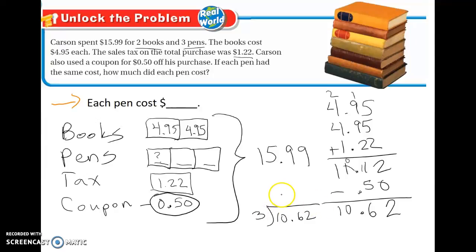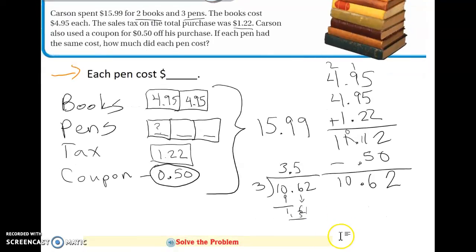3 goes into 10 3 times, that's 9. I'm afraid I might run out of space. Bring down my 6. Oops. I'm going to bring up my decimal. 15. Three goes into 12 4 times, which is 12. Beautiful, perfect. I'm done, no remainder. So I know that this is the amount, $3.54, is what goes into each of these boxes.